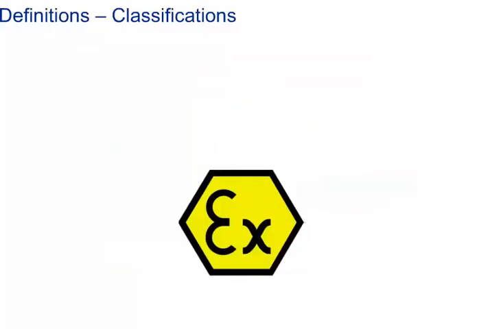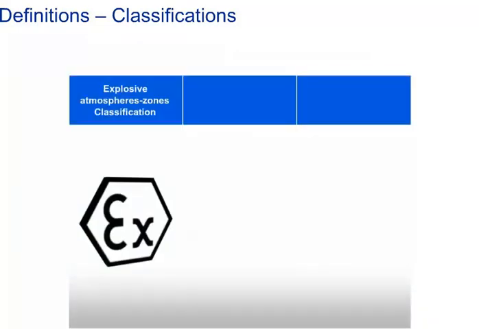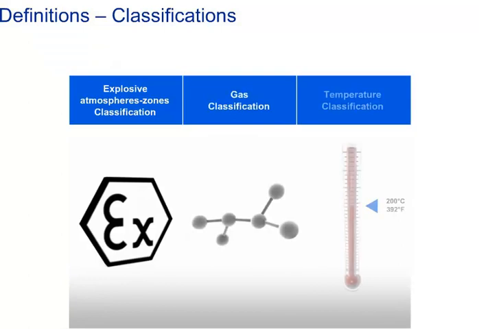The degree of risk depends on different factors, and these are dealt with in the following classifications in the ATEX directive. There are classifications for zones, for gases, and for temperatures. In the following slides, we can examine these three areas more closely.